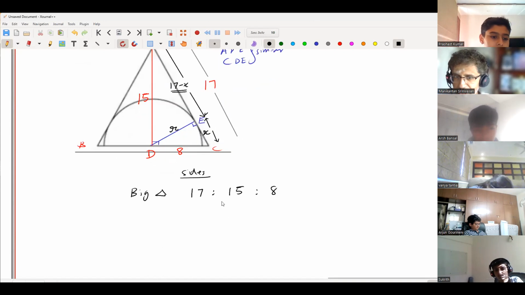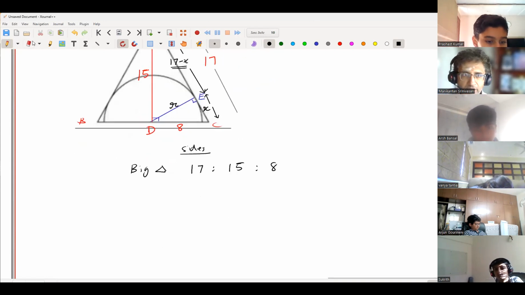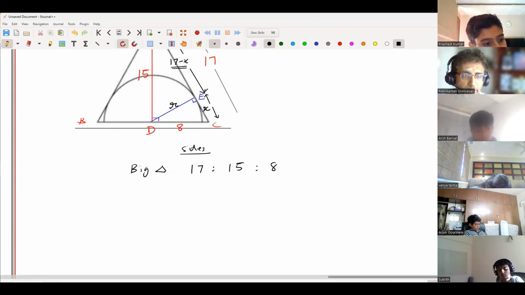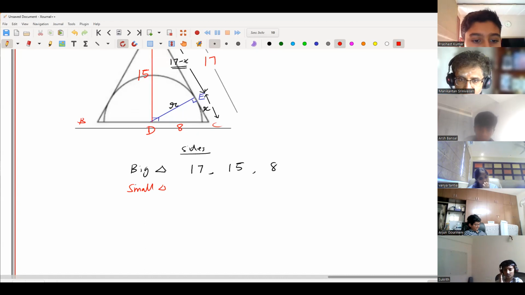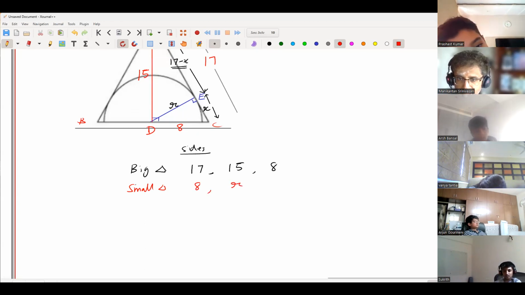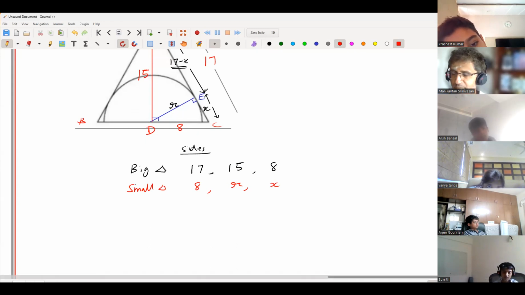I'm not finding any ratio. In fact, let me not even put ratio, it's confusing. I'll just put commas: 17, 15, and 8. Now, if I look at the smallest triangle, the biggest length is the hypotenuse, which is 8. And uske baad R and uske baad X.